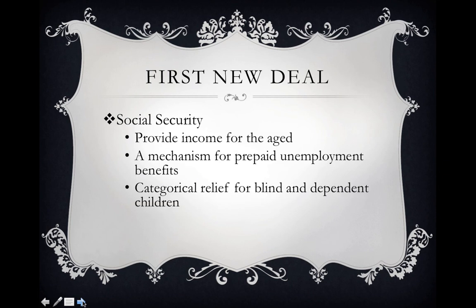Also during the Great Depression, during the New Deal, we see the implementation of Social Security, providing income for older individuals. Also provided a mechanism for prepaid unemployment benefits and also gave relief for blind and dependent children. So there's also a component for people with disabilities with Social Security.